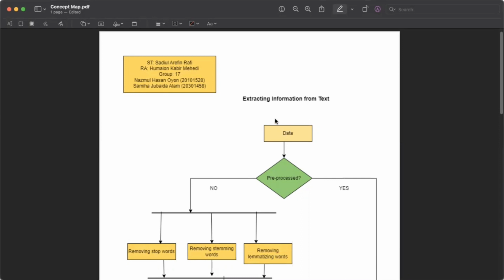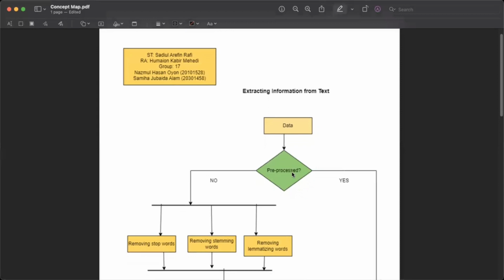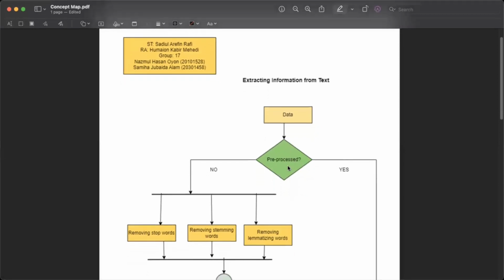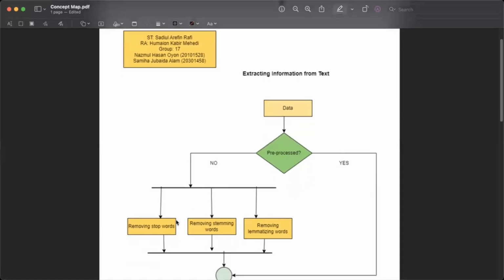So first of all, for the given data, our first step will be to check whether our data is pre-processed or not. Like in machine learning, if it is not pre-processed, then it will go to the no section, and there are three steps. Those three steps are removing stop words, stemming words, and lemmatizing words.